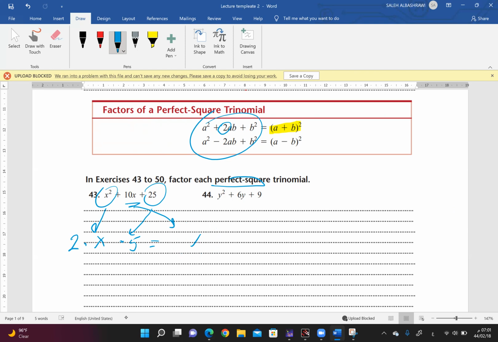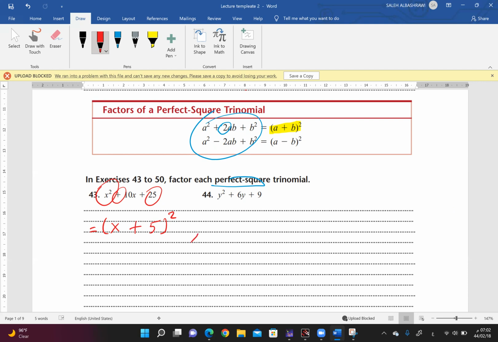If it is a perfect square, then it is very easy to factor as a bracket to power 2. So this is equal to something to power 2. What is inside this bracket? Square root of x will give me x. Square root of 25 is equal to 5, and the middle sign is a plus, so it is a plus. x plus 5 all to power 2.